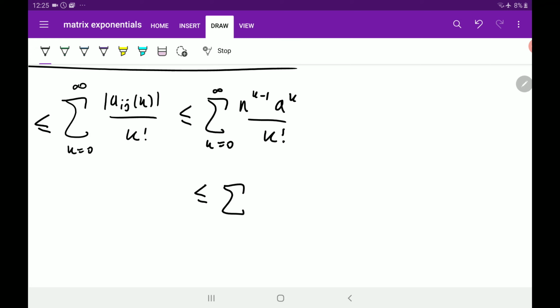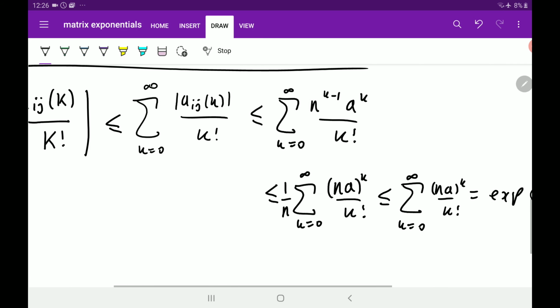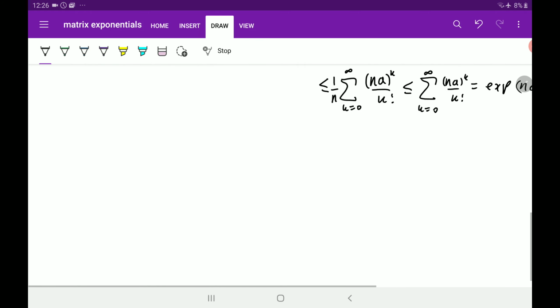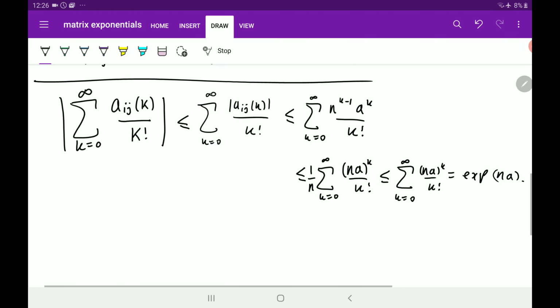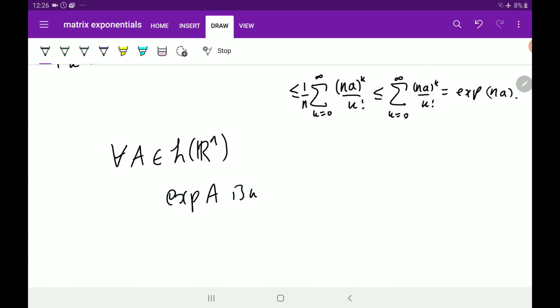But if we just look at this carefully, this is the same as 1 over n, which I can take to the front. And then this is just (na)^k over k factorial. In fact I can forget about this 1 over n, put another bound. And this is just the exponential of n times a, which is sort of what we'd expect. Because if you compute the matrix exponential of a diagonal matrix, then it's the exponential of the diagonals. So for any A that's a linear map from Rn to Rn, i.e. an m by n matrix, the exponential of A is well defined.